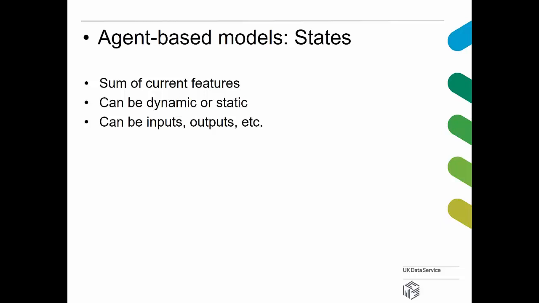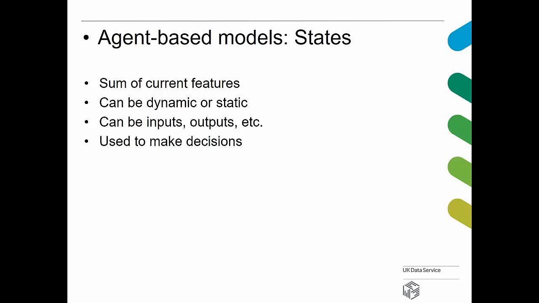They can also be outputs, so you can have the world report to the agents, or you can have the agents report to each other. You can also create output that you essentially say is a record of behavior within the model.